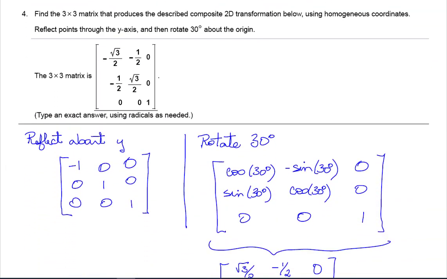All right, we continue this. What are we going to do? We are going to reflect through the y-axis, which we saw in question 1. So that's -1, 0, 0, 1. Again, the homogeneous coordinates. We're going to rotate by 30 degrees.